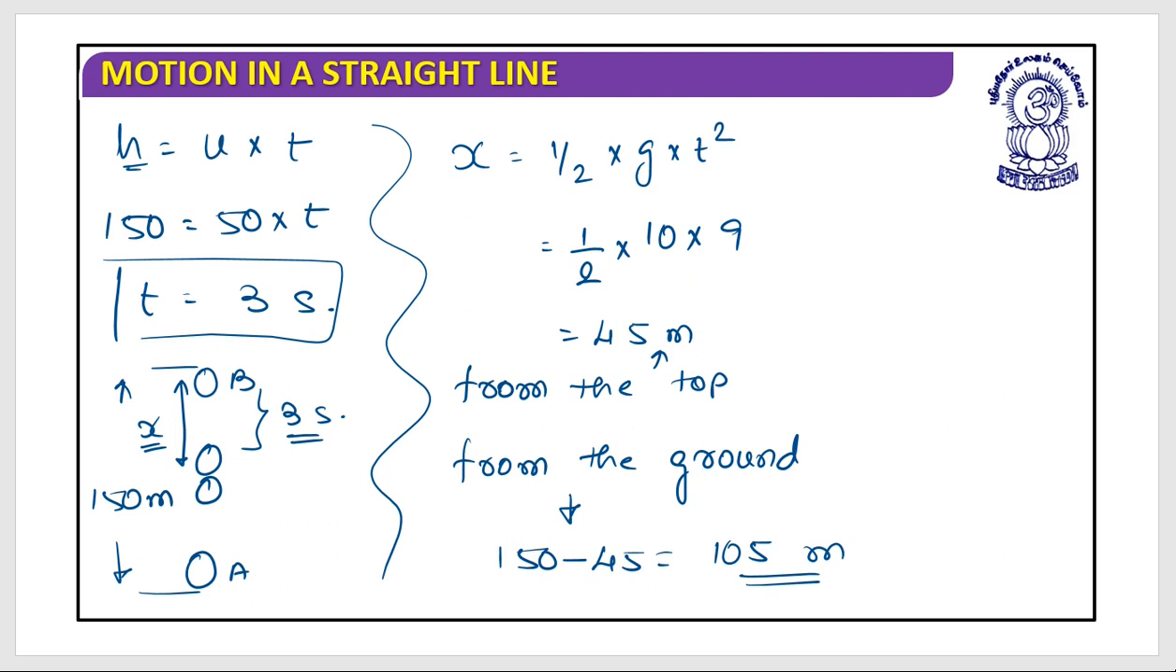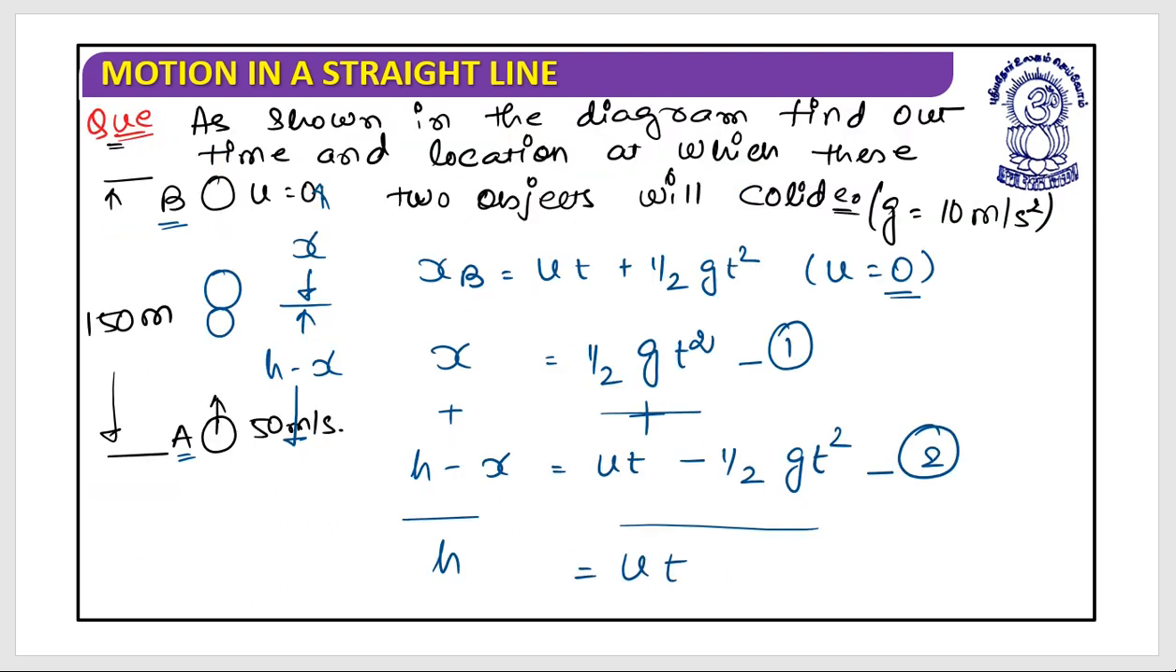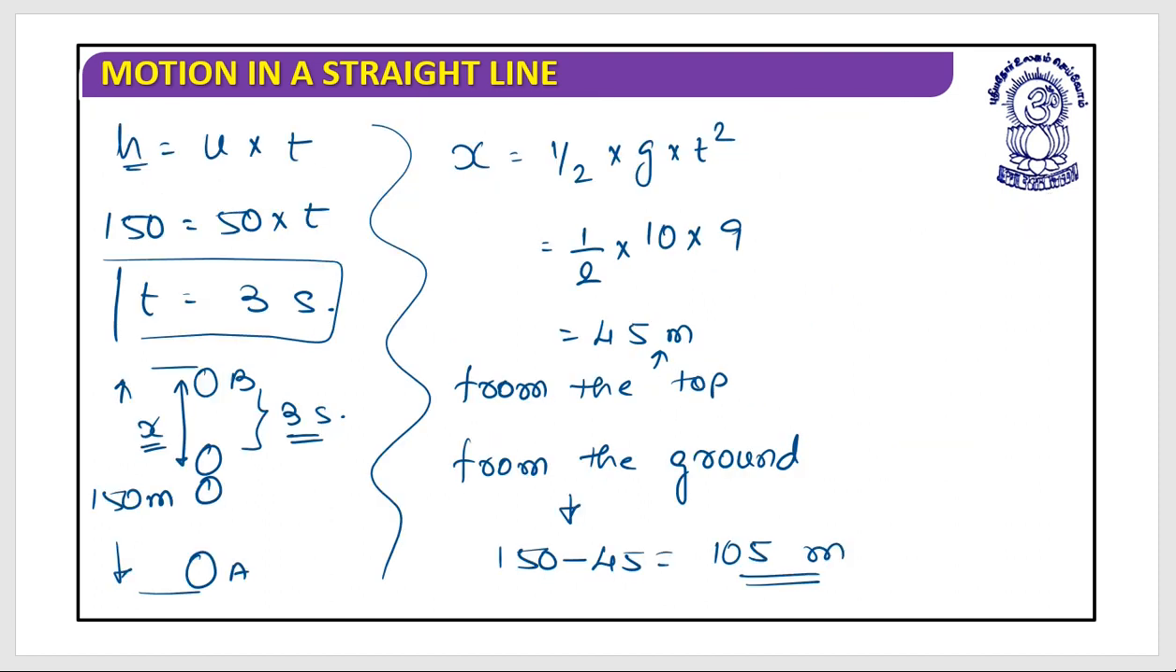Great. So from the ground and from the top it is clear now. What we needed to find out were the time and location. So time is 3 seconds, and location is 105 meter from the ground and 45 meter from the top. This can be done.